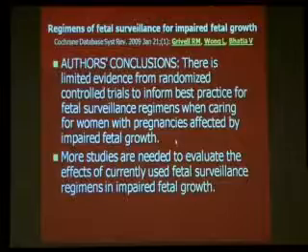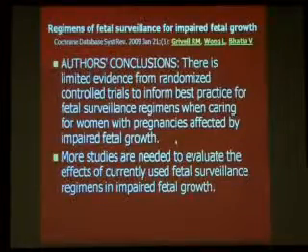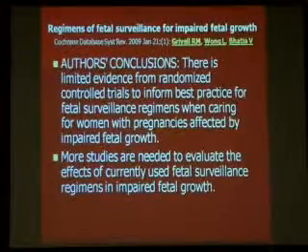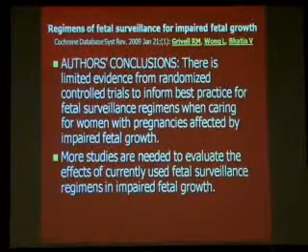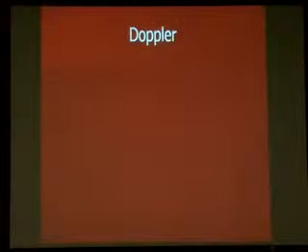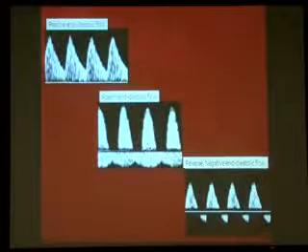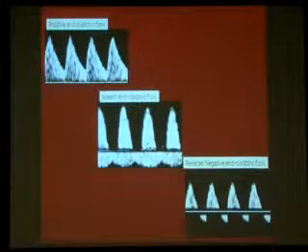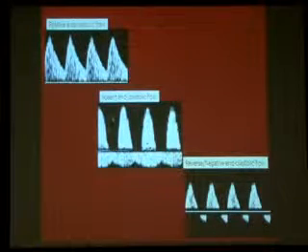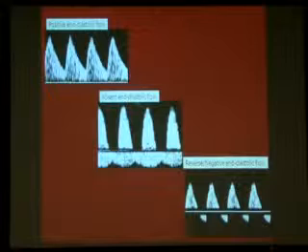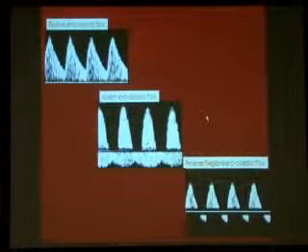More studies are needed to evaluate the effects of currently used fetal surveillance, whether it's AFI, biophysical profile, non-stress test, or Dopplers. Doppler, I think most of you do on a routine basis. These are the Dopplers: a positive end-diastolic flow, good; absent end-diastolic flow, bad; reverse flow, even worse. So sometimes you can see that happening. And once we see reverse end-diastolic flow, we deliver the patient.